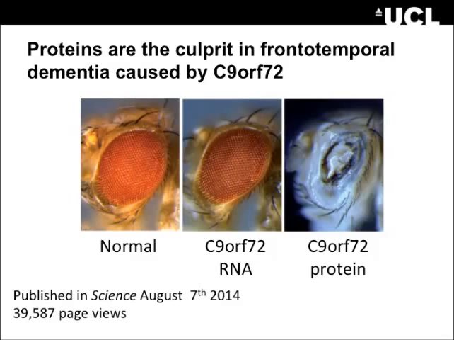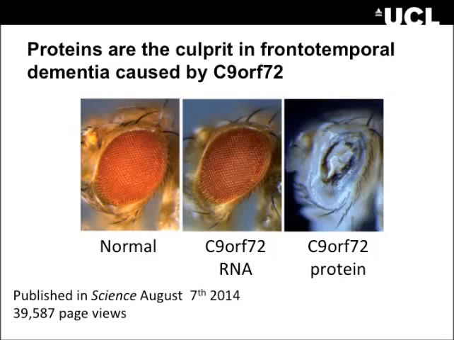So what we did was we took flies, and this is just a zoom in of the fly eye, and you can see it has this very regular structure. We then took our RNA that we'd made separately from the protein and we put it into the fly eye, and you can see it has absolutely no effect, so it's totally normal.